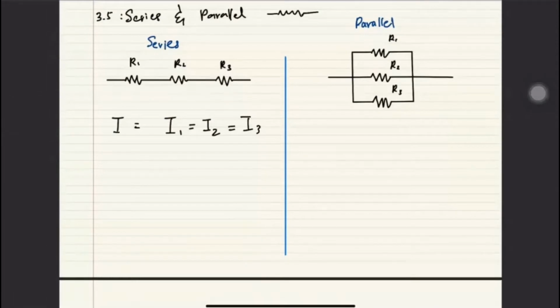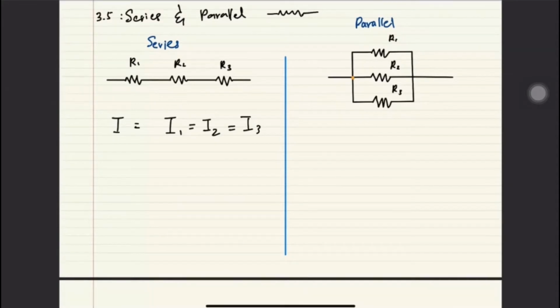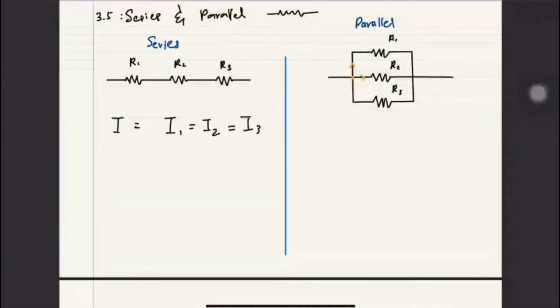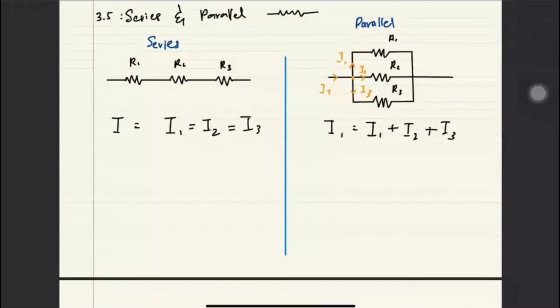On the other hand, for parallel, like I told you before, if it meets a junction, the current will split up. So if the incoming current is I total, then you have I1, I2, I3, and it will be the sum. So I equals I1 plus I2 plus I3. We can put I total.